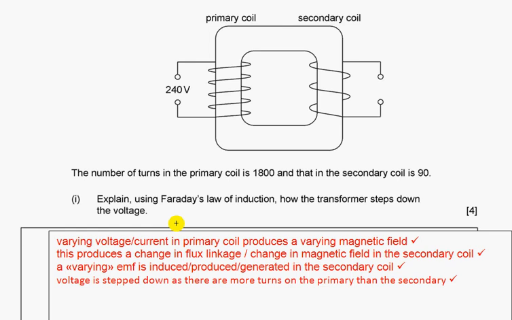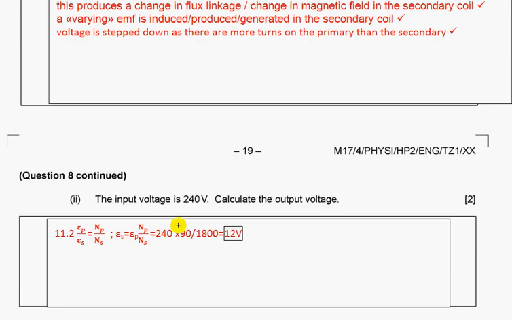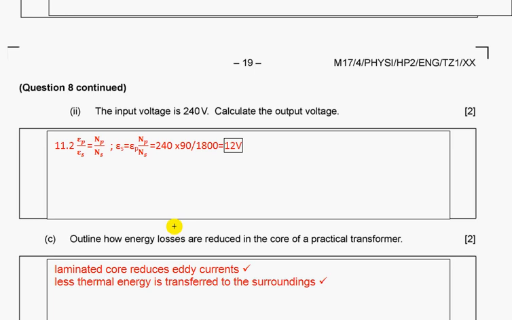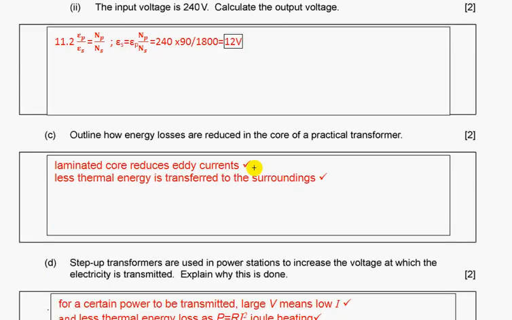This produces a change in flux linkage. In the secondary coil, a varying EMF is induced. In the secondary coil, the voltage is stepped down as there are more turns on the primary than the secondary. Very tricky. So given the input voltage, calculate the output. We use the formula from the booklet 11.2, rearrange for Es and get 12 volts.